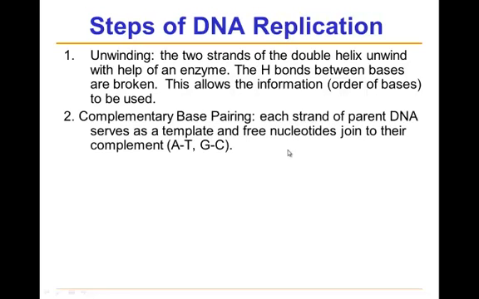The second step takes advantage of the exposed bases, and it is known as complementary base pairing. So each of the now exposed bases is used to bring its complement in, and this is what dictates the order of the free nucleotides as they come in. A free nucleotide is just a nucleotide that's not connected to a chain of DNA or RNA. And so they join to their complement. And remember, in complementary base pairing, A is always with T, G is always with C, adenine with thymine, guanine with cytosine. And so that's what determines the order.